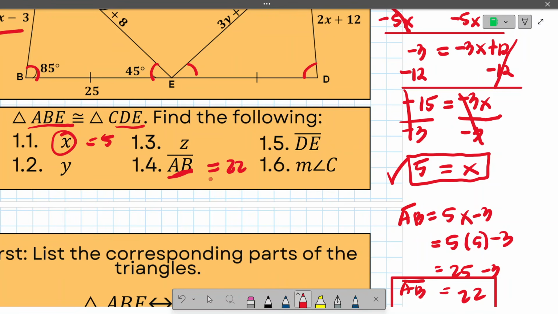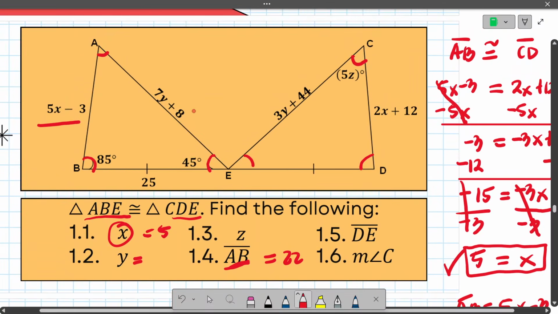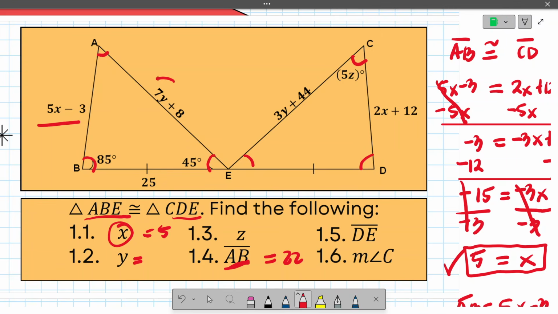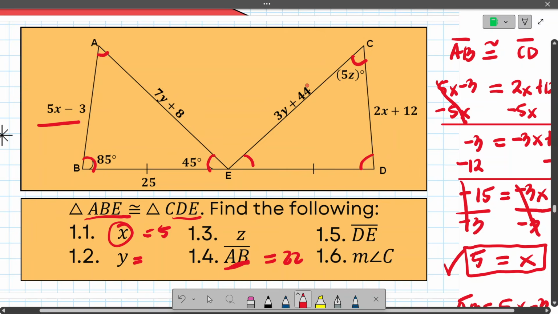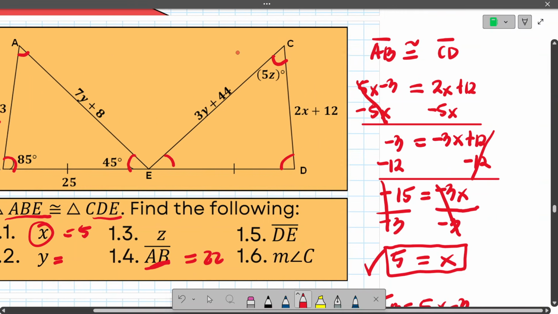Now let's go for y. Dito naman tayo sa y. Our y is, where is our y? Okay, the hypotenuse. Hindi yan hypotenuse ha. It's just the longest side, but it's not the hypotenuse. So we have 7y plus 8 congruent to 3y plus 4. So, pwede ba dito na lang natin gawin ang side?